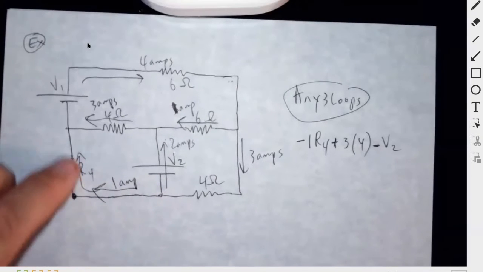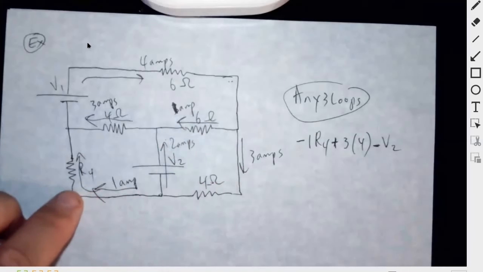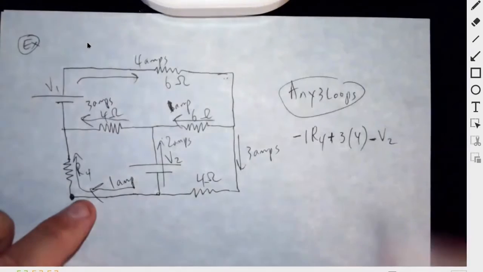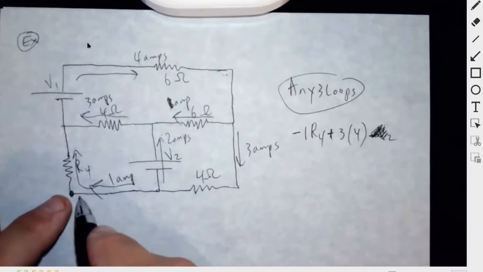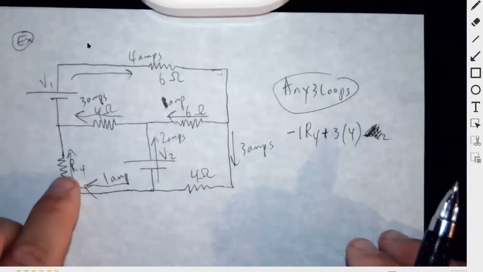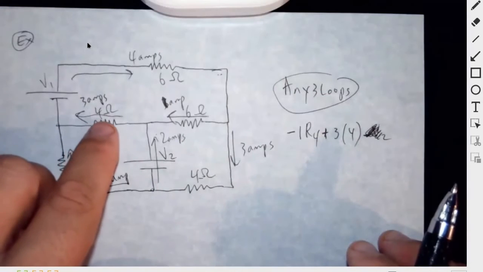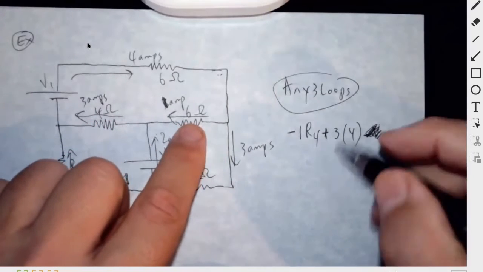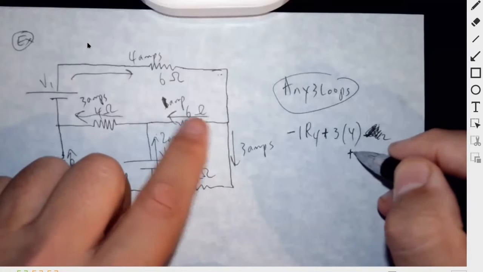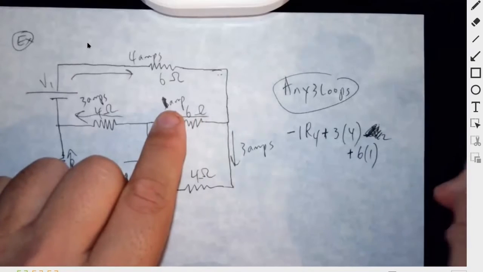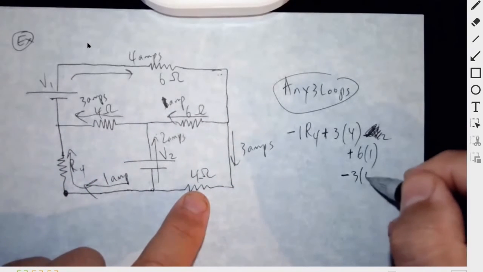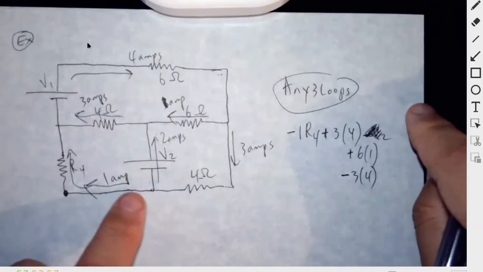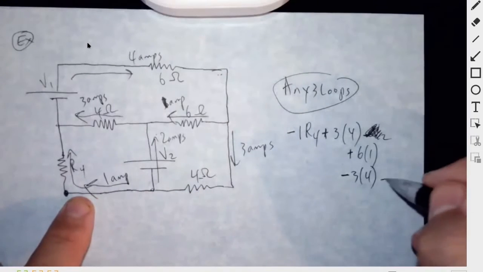Why don't I just do the full loop? Then there'll only be 1 unknown. See, because here there's 2 unknowns. Yeah, let's do that. Even easier. I'll just go like this, and I'll do the full loop. So I'll go -1 R4 plus 3 times 4. Then I gain voltage here. I gain 6 times 1. Then I go down. Then I lose 3 times 4. And then I go across nothing. And then that's equal to 0.